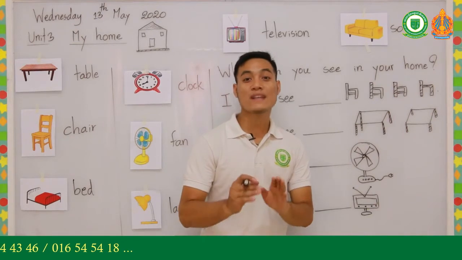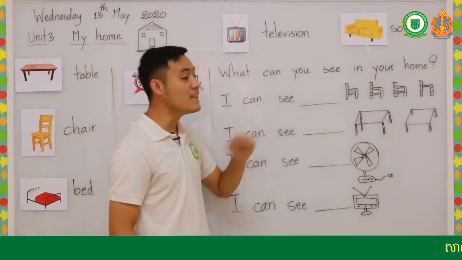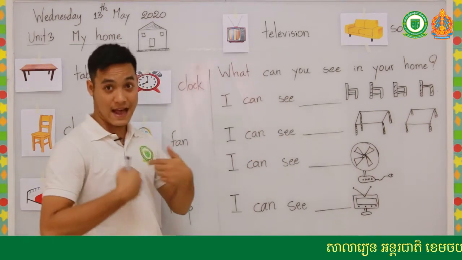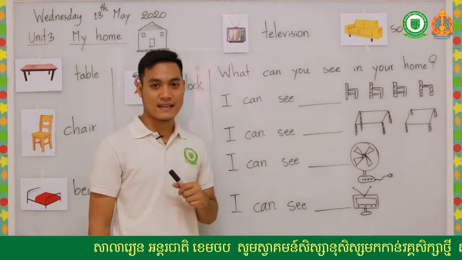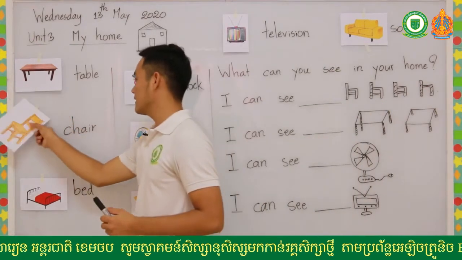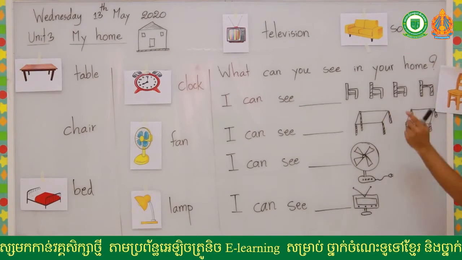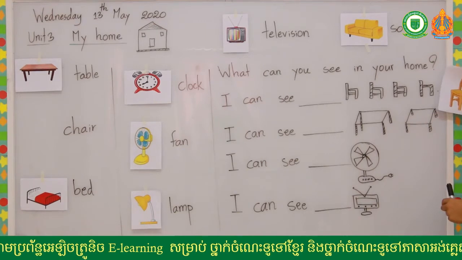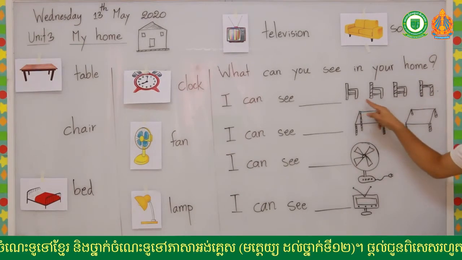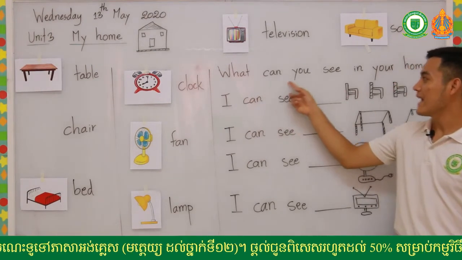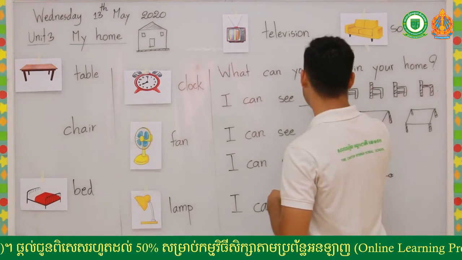So when someone asks you, what can you see in your home? This is how you describe the things in your home. You can say, I can see. Again, I can see. Look, what's this? Chair, right? I can see a chair. But the question is, how many chairs? Let's go together. One, two, three, four. So when someone asks you, what can you see in your home, you answer, I can see four chairs. All right, you complete number four.